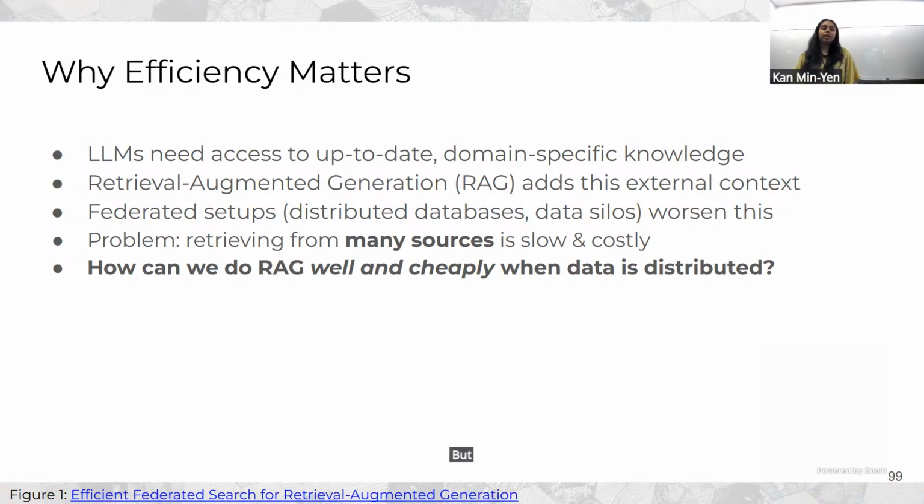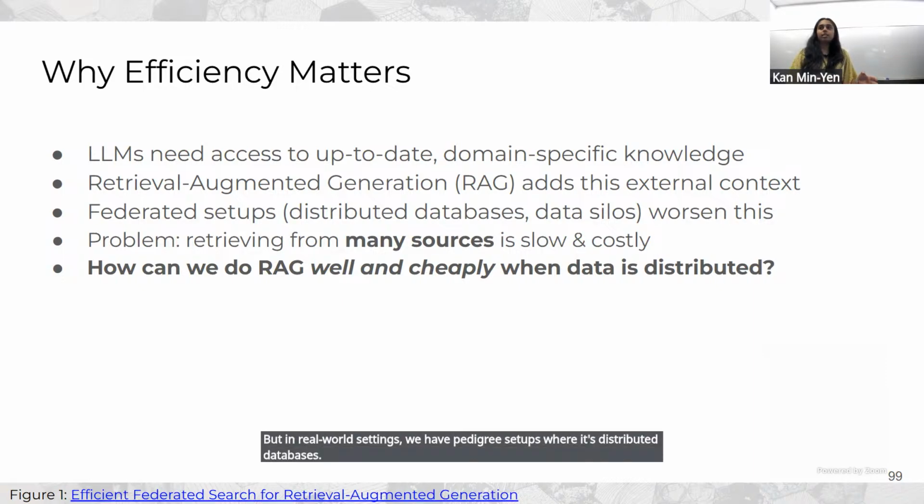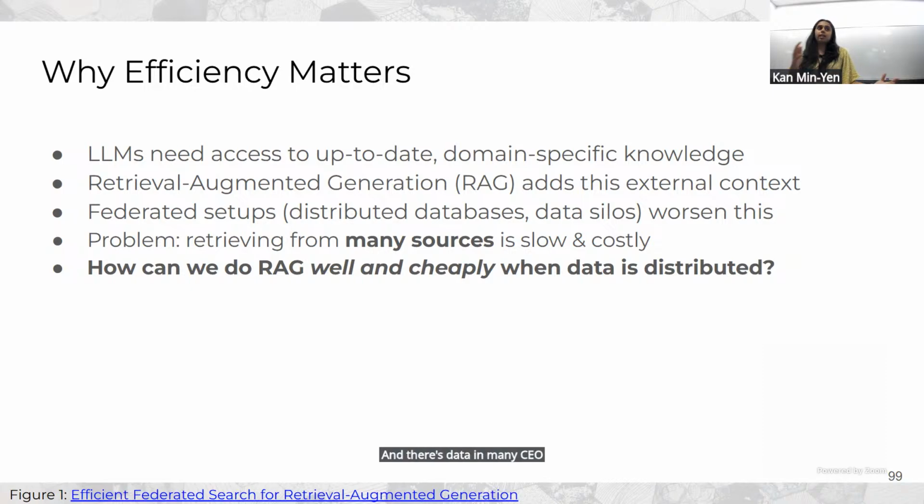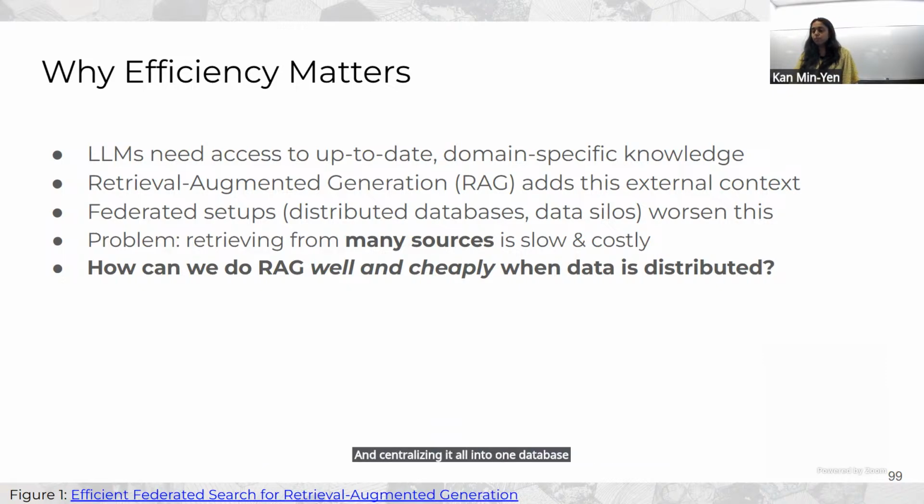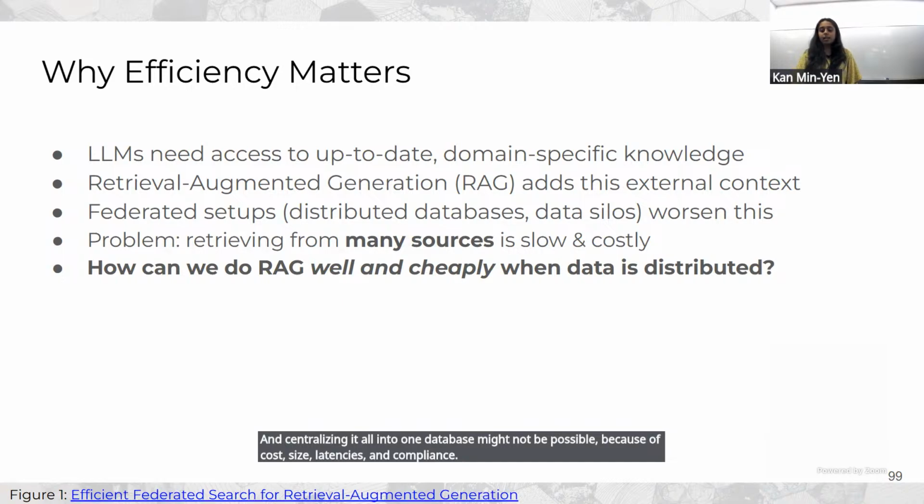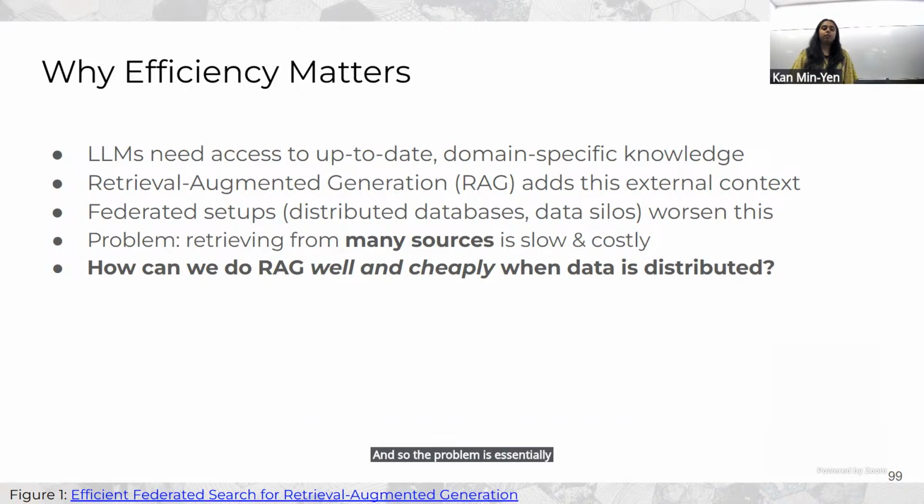But in real world settings, we have federated setups with distributed databases. There's data in many silos or regions, stored across different regions or databases essentially. And centralizing it all into one database might not be possible because of cost, size, latencies, and compliance. And so the problem is essentially how do we retrieve from all these different sources, as it is slow and costly? And how can we do RAG well and cheaply when data is distributed?